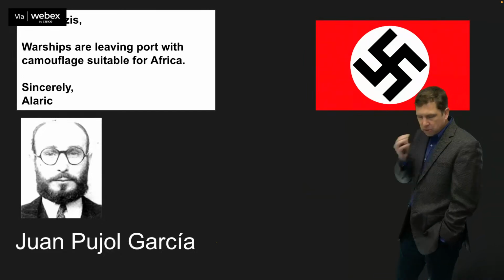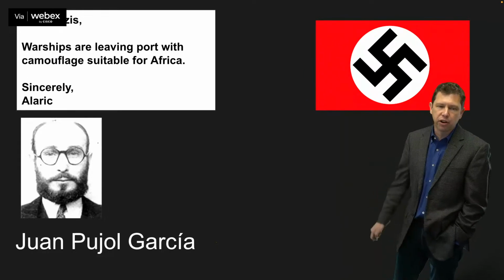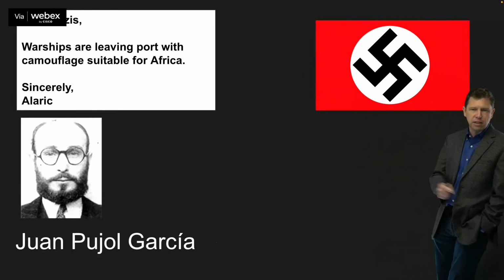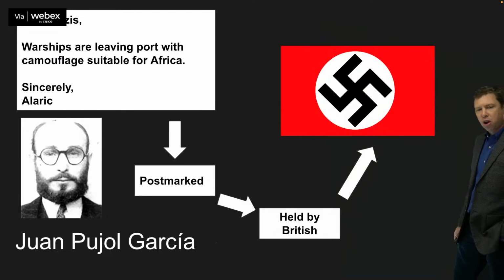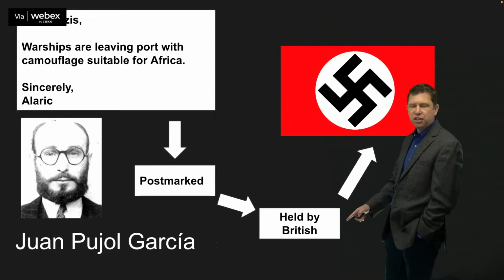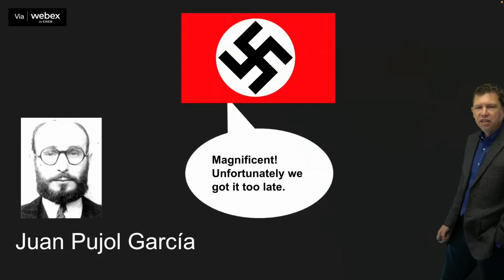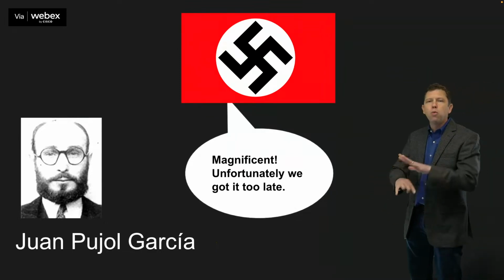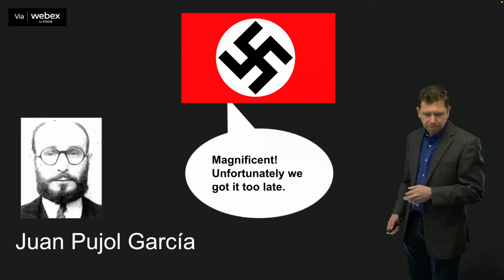Okay, so Pujol Garbo sends a letter to the Nazis. This was actually earlier on in the war. He said, warships are leaving port with camouflage suitable for Africa. Sincerely, Alaric, which is his code name that the Nazis gave him. Okay, so that gets postmarked. Then it gets held by the British until it's not useful anymore, and then it's sent to the Nazis. And the Nazis actually responded, and they said, your report was magnificent. Unfortunately, we got it too late, but that was just magnificent information.